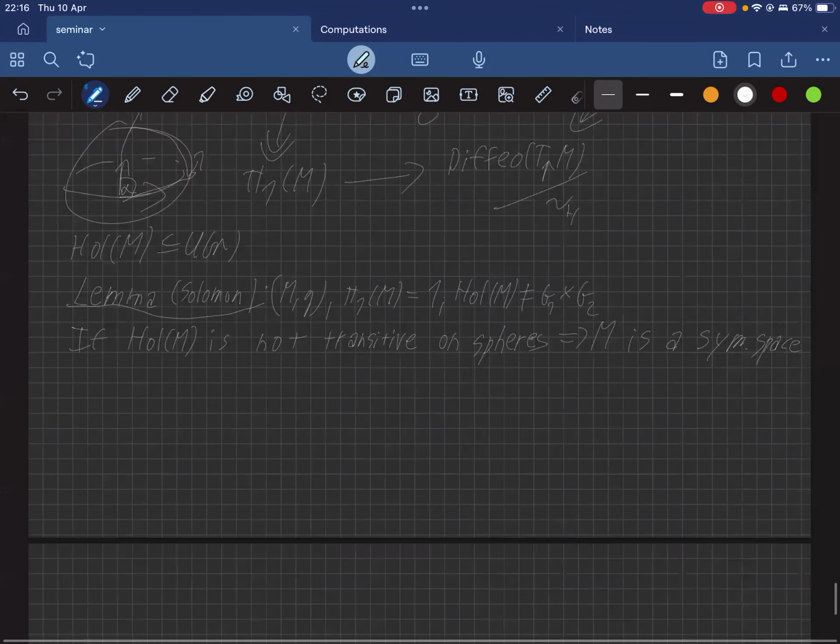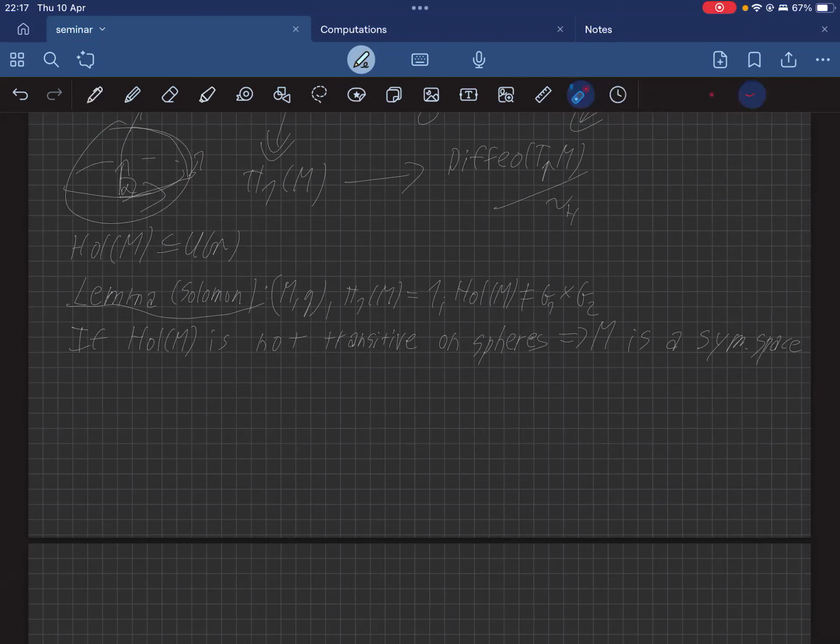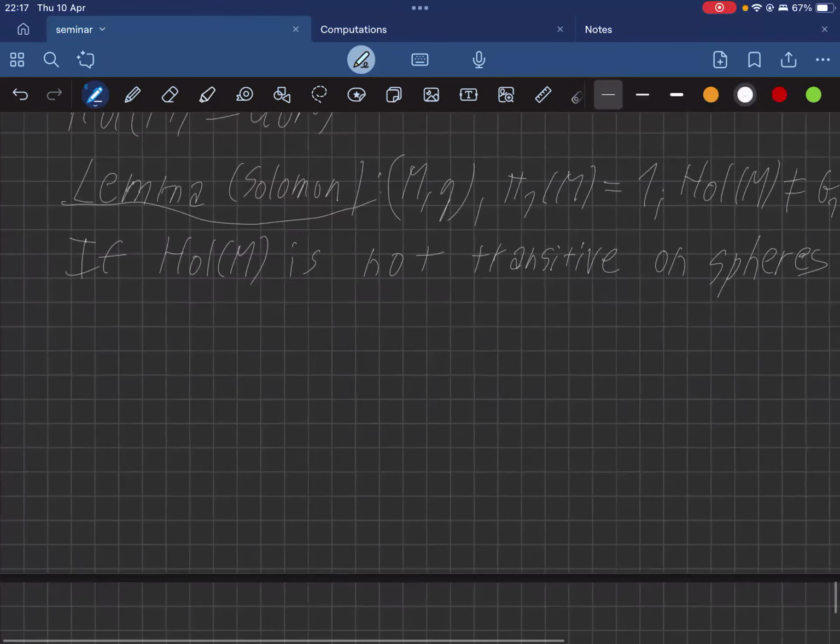And that's kind of remarkable. So first of all, if your holonomy group is actually not transitive on spheres, we are on a symmetric space, and we know what holonomy groups of symmetric spaces look like. We actually know what all the symmetric spaces look like because they were classified by Cartan, I believe, in the 1920s. So this is essentially a solved case. So what remains to show is, what if your holonomy is transitive on spheres? And with that, I'm going to state another lemma.